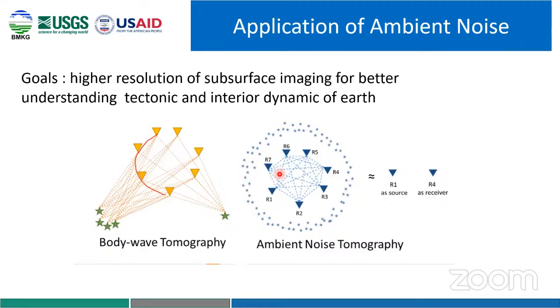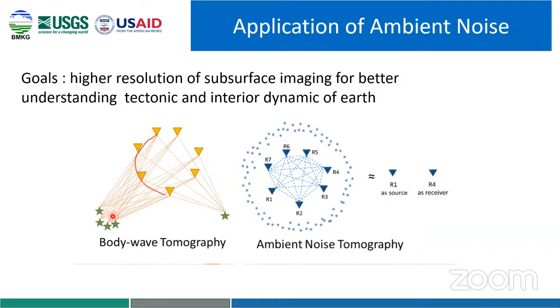The goal of ambient noise for Earth imaging is to get higher resolution subsurface imaging for a better understanding of the tectonics and interior dynamics of the Earth, especially at shallow depth. This is a comparison of body wave tomography and ambient noise tomography. In body wave tomography, the data depend on earthquake occurrence. So more earthquakes, more data; no earthquake, no data. But in ambient noise tomography, the source itself is continuous, so we can do ambient noise tomography without earthquake occurrence.